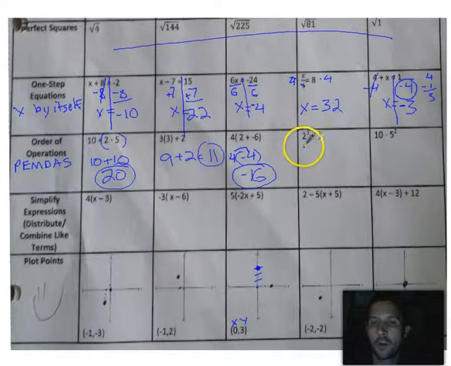2 cubed. 2 cubed means 2 times 2 times 2. I have to do that first. 2 times 2 is 4. Times 2 is 8. Plus 1 equals 9.